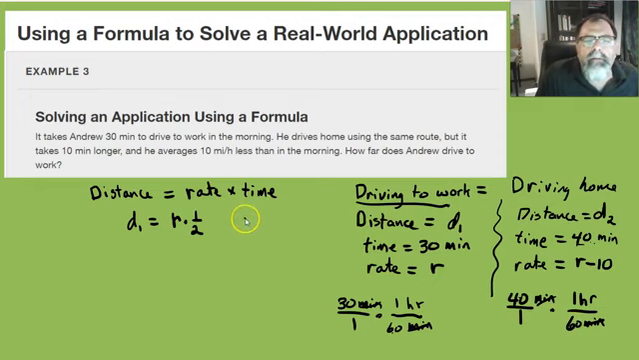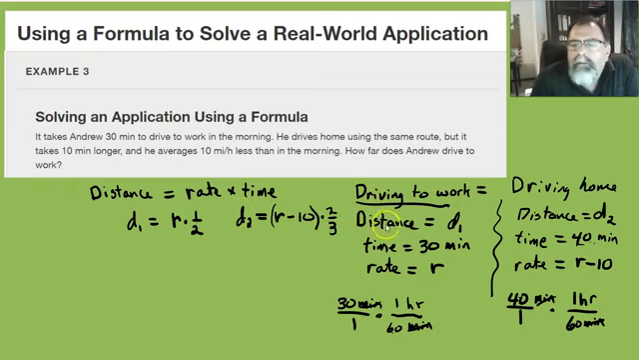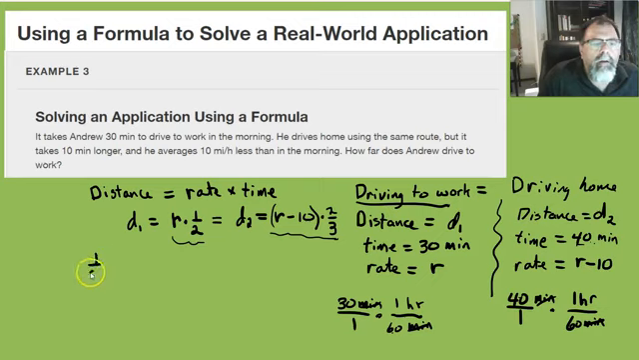And I'm going to use the same formula. So D2 is going to be the rate minus 10 times 2/3 hour. And earlier we said we're using the same route, so D1 and D2 are equal to each other. So we're going to set these two things equal to each other, just looking at this part equals this part. So 1/2 R equals, I'm going to just move the 2/3 to the front, it just looks a little nicer.